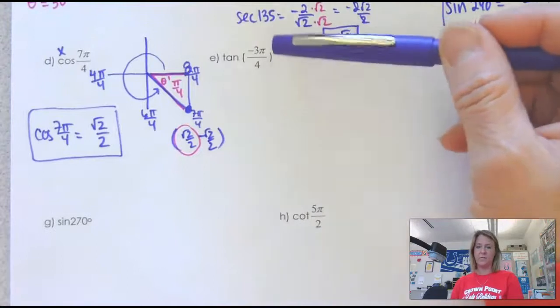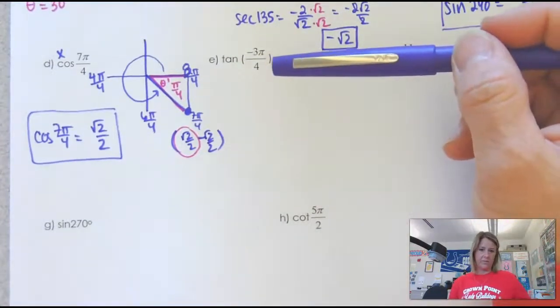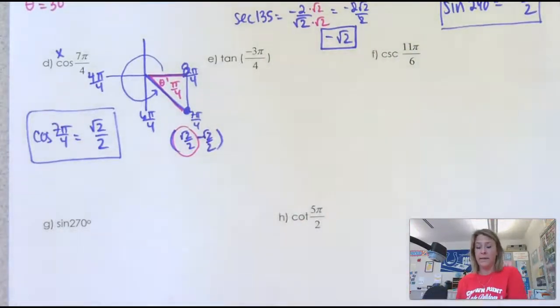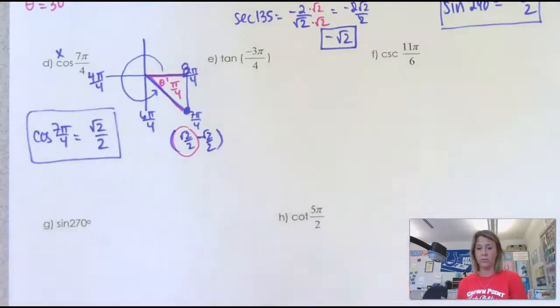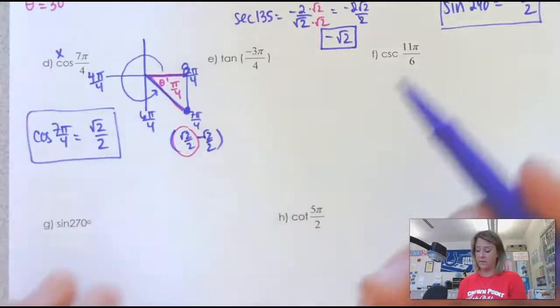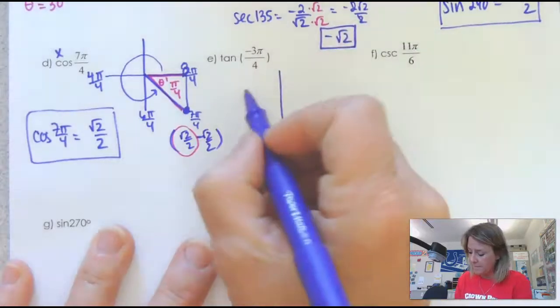Tangent of negative 3 pi over 4. All right, if you don't like negatives, you can always find the coterminal angle and make it positive. So you could add a whole circle. A whole circle is 2 pi. So some people like to do that. If you're okay with negative angles, it's worth practicing. I'll practice one of those with you.